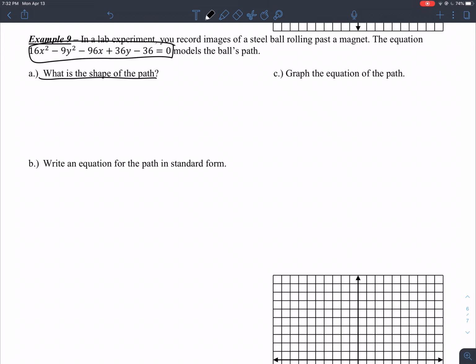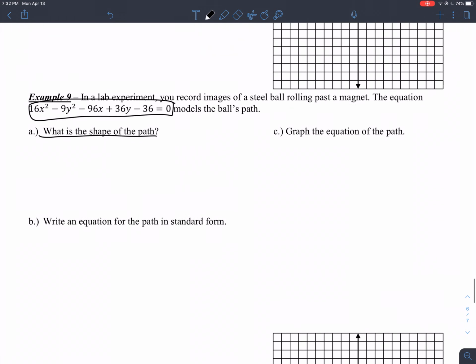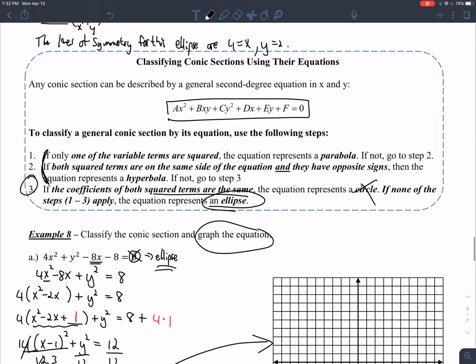The recipe up here said, now look at these square terms. Let me highlight them for you: 16x squared minus 9y squared. Okay, let's notice that and then walk through the recipe with me. Only one term is squared? Nope, I have two squared terms.